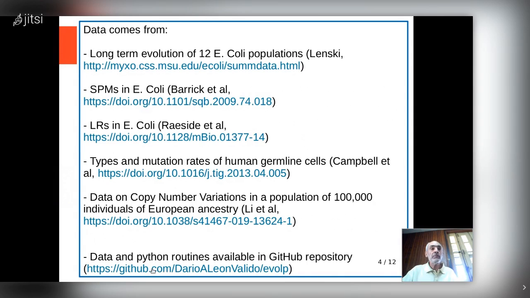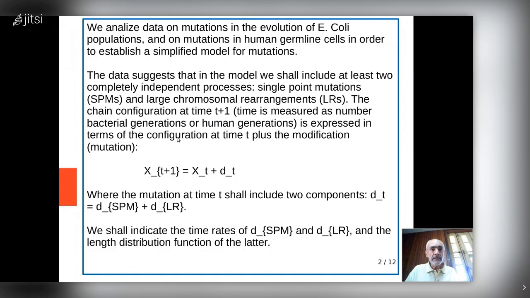The data come from all these papers. We give the precise sites here, and partially this data is posted in this repository we created, and also the Python routines to process the data are available there. Notice that, to the best of our knowledge, there are no results concerning the length distribution function of mutations. This is the main result of the paper, indeed.